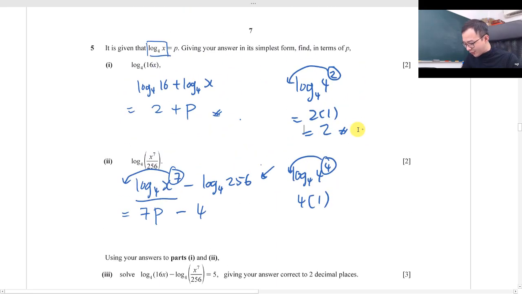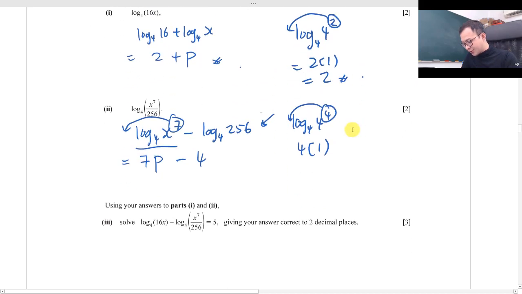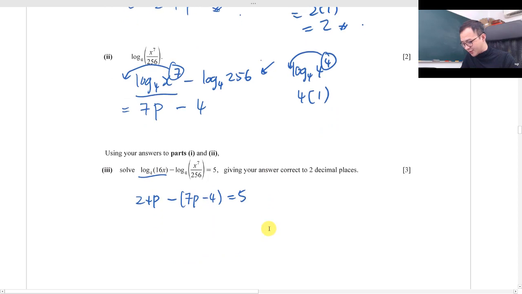Using your answer in part 1 and part 2 to solve this. So basically just substitute. This one we know is 2 plus p, minus this one, which I know is 7p minus 4, equals 5. So we will just solve this one. So okay, negative 6p plus 6 equals 5. So 6p equals 1. p equals 1 over 6.